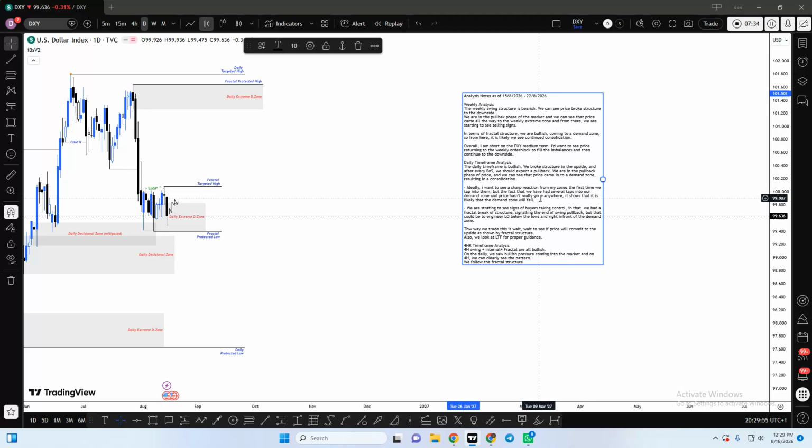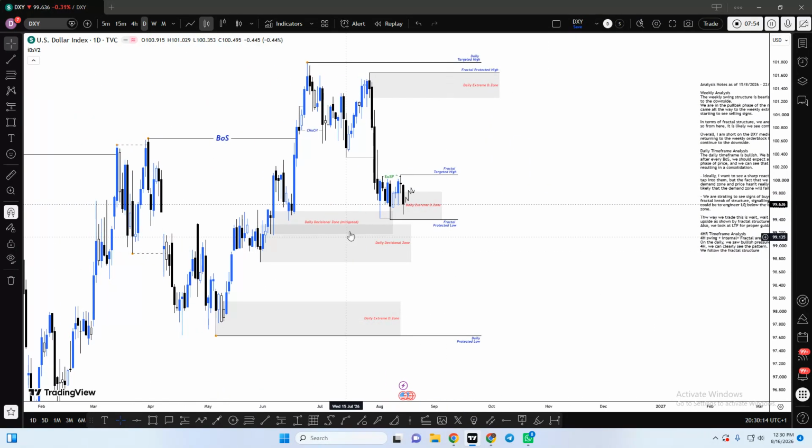But the fact that we have had several taps into our demand zone and the price hasn't really gone anywhere shows that it is likely that the demand zone will fail. So this is what I was just saying: the fact that we've tapped into this zone several times means the zone might fail, meaning that this low could be induced, and that would mean this is the zone that must hold.